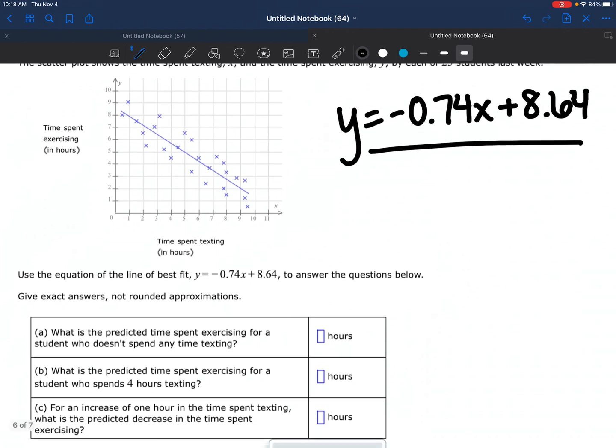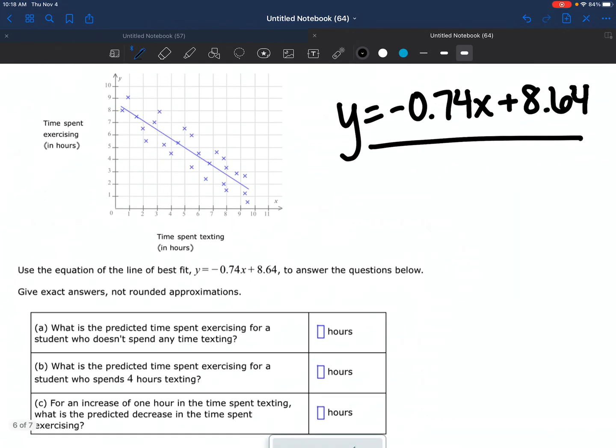Okay? Question number 1. What is the predicted time spent exercising for a student who doesn't spend any time texting? Well, you're going to plug in 0 for x. What happens if I plug in 0 for x to all of this? It would just be 8.64. So, again, when x is 0, that is your y-intercept. So every time x is 0, that's our y-intercept.